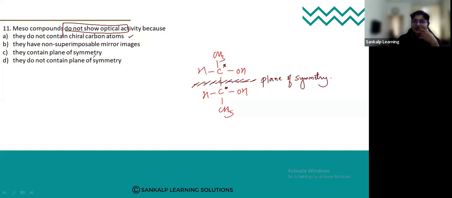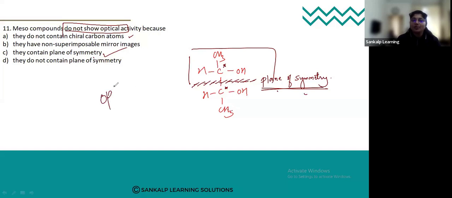They contain a plane of symmetry, so they do not show optical activity. Why? It is due to containing the plane of symmetry. Because of this plane of symmetry, they do not show optical activity. So option number C is the answer. Meso compounds contain this plane of symmetry, and because of it they are optically inactive. So option C is the correct answer.